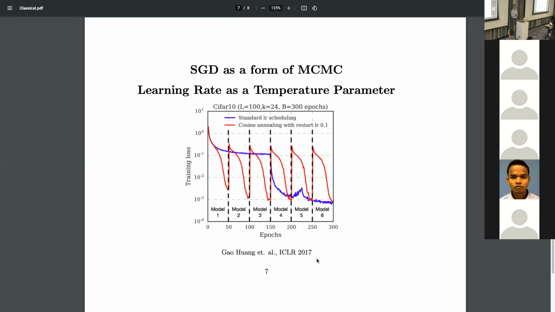SGD is a form of MCMC. So here's the learning rate as temperature. I'm going to be talking a lot about temperature. And when I've given this class before, and I start talking about temperature, it's not clear why I'm using that word or what I mean by it.